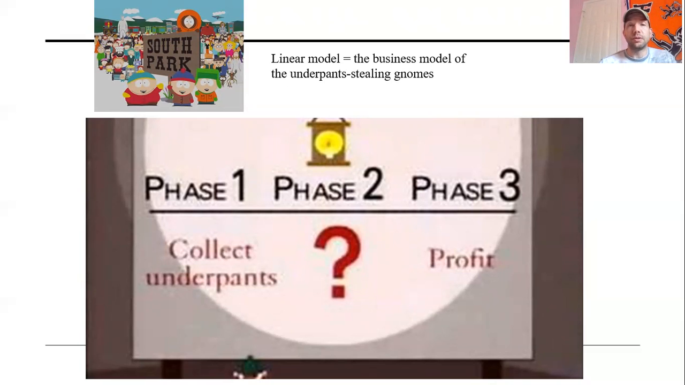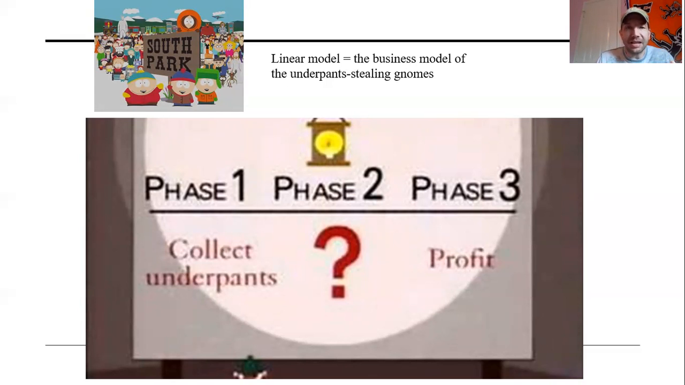And they ask the gnomes, why are you stealing people's underpants? Okay. And they go, I don't know. And one guy asks his buddy, and then they put up this business model. Phase 1, collect underpants. Okay. Phase 2, it's just a question mark, kind of shrug your shoulders. Phase 3, profit, right? So you could critique the linear model on this basis. Phase 1, conduct basic research. Phase 2, question mark. Phase 3, better society, okay?